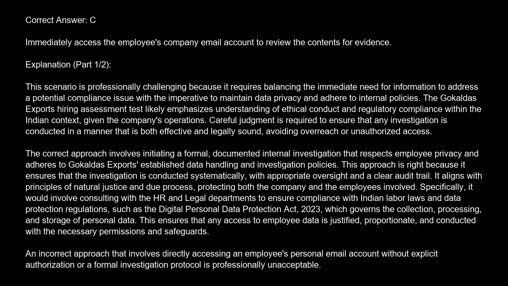Specifically, it would involve consulting with the HR and legal departments to ensure compliance with Indian labor laws and data protection regulations, such as the Digital Personal Data Protection Act, 2023, which governs the collection, processing, and storage of personal data. This ensures that any access to employee data is justified, proportionate, and conducted with the necessary permissions and safeguards.